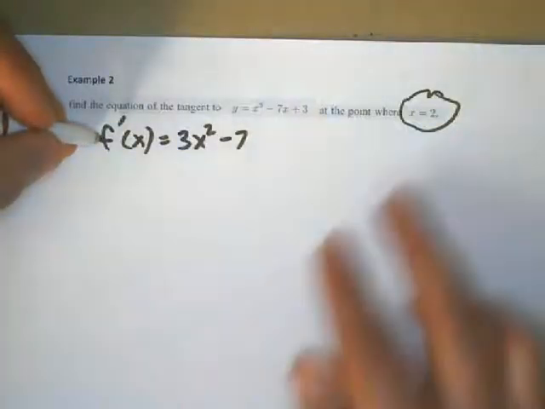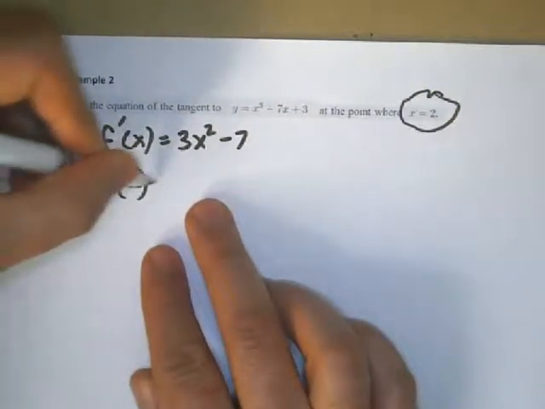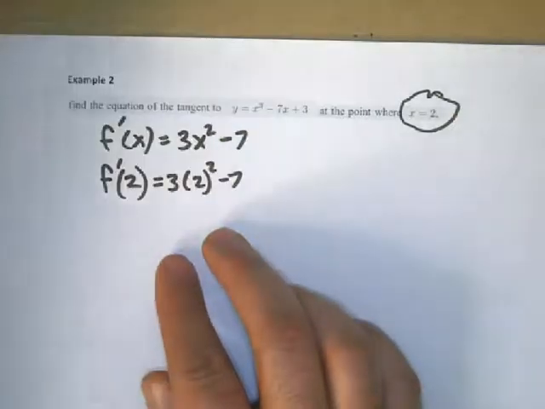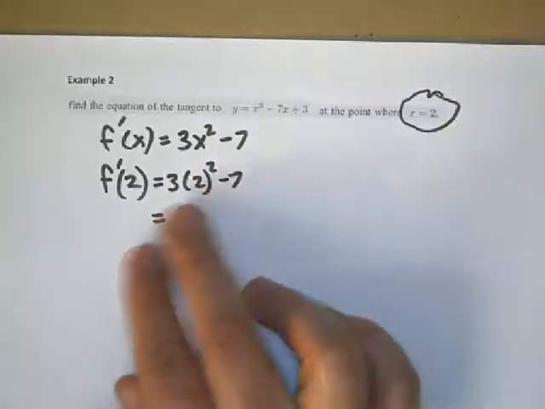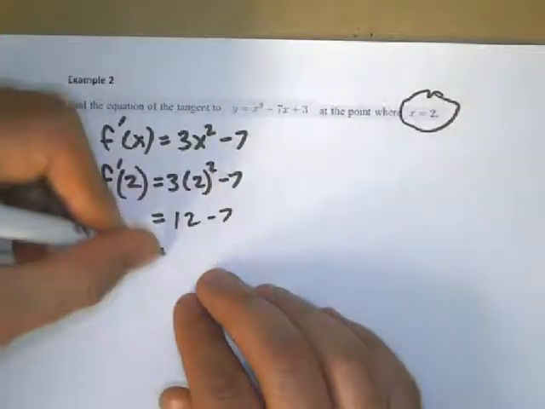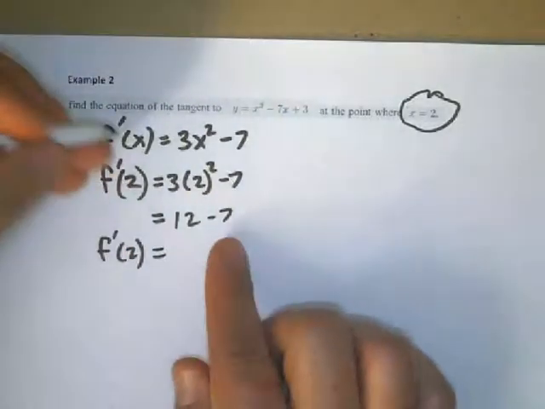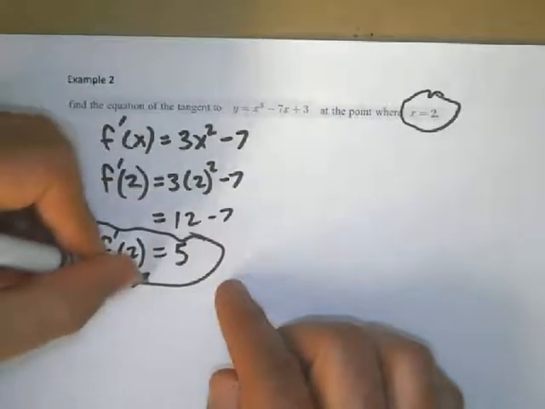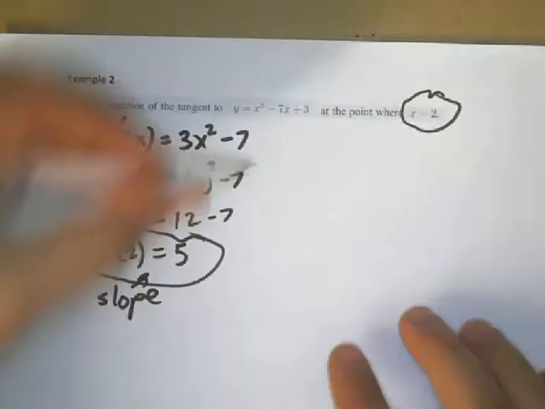So we plug in 2. Okay, so then I find out 2 squared is 4, 4 times 3 is 12. So I have 12 minus 7. My slope when x equals 2 is 5. Okay, so this is my slope, right?